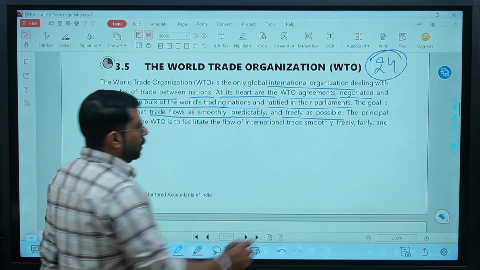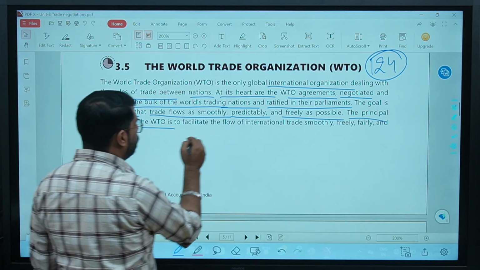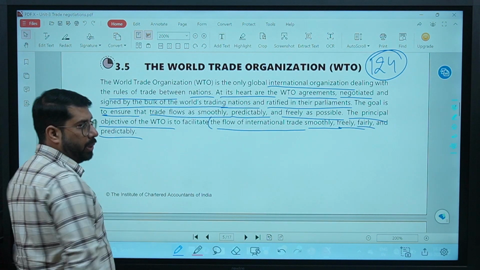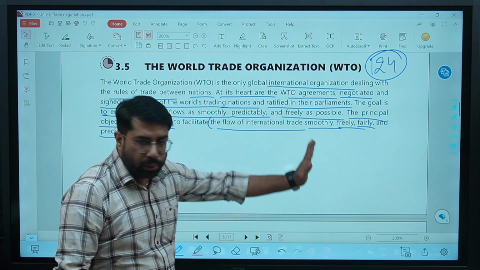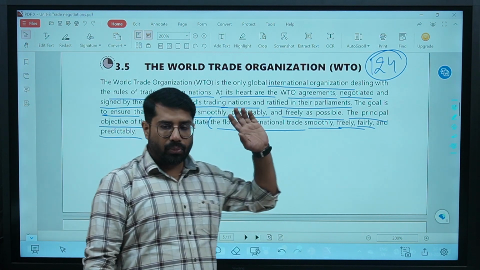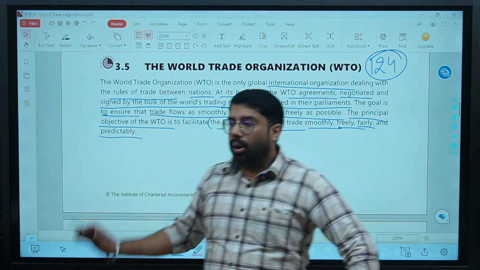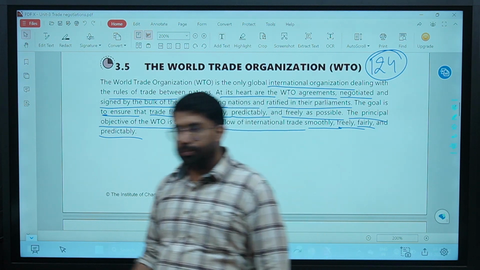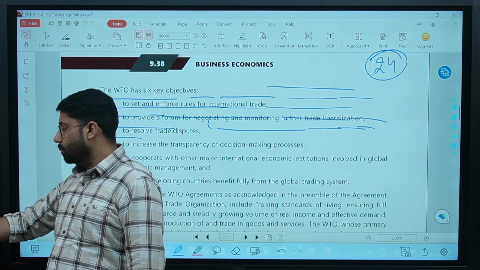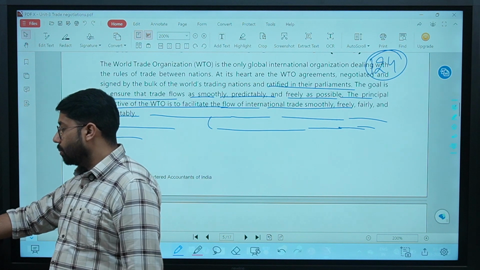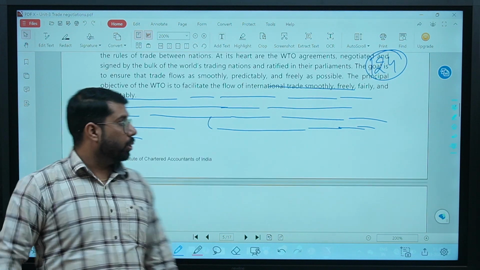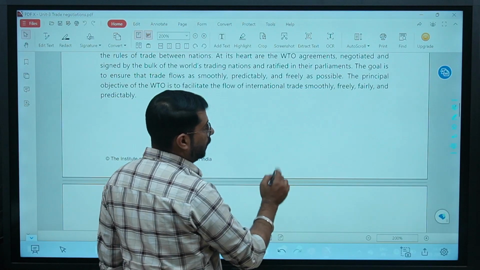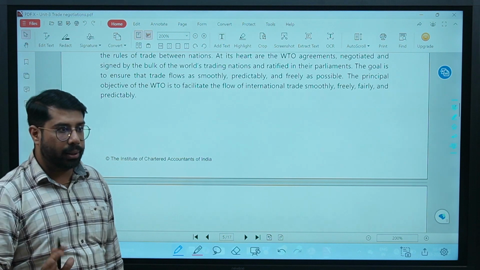Are we clear? The principal objective of the WTO is to facilitate the flow of international trade smoothly, freely, fairly, and predictably. The world trade should be smooth, free, fair, and predictable. Predictable basically means that we can guess what is going to happen next. Are we clear? Yes or no? The number is 164. Are you clear?